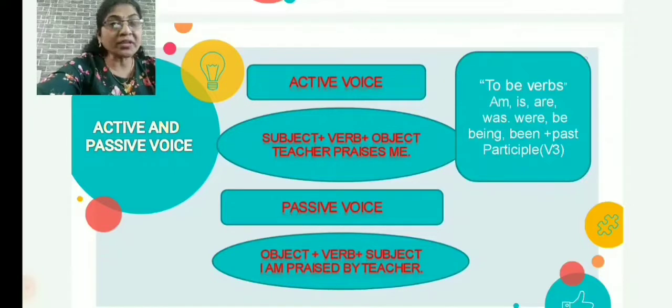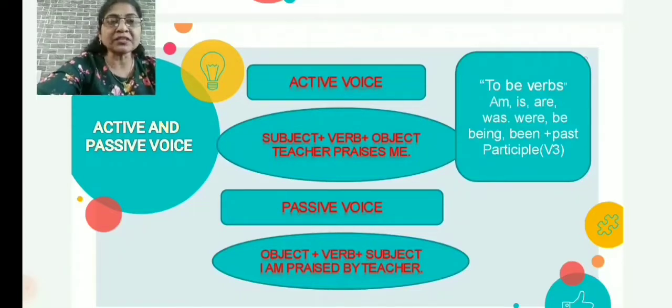Subject means the doer in the sentence. Suppose in the example, teacher praises me. So teacher is the doer in the sentence. Praises means the action done by the teacher. Me means on whom the action is done, on me. That means the object. So these subject, verb and object are very much important in active voice. In the same sequence we find examples in active voice.